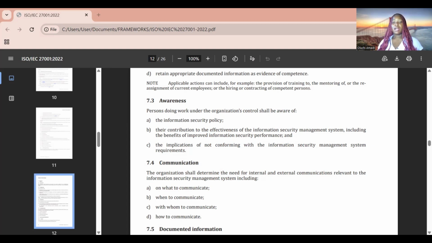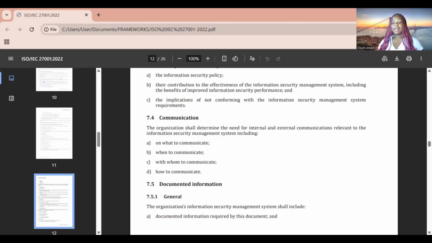Then 7.4 has to do with communication. In this part, you have to identify the processes for internal and external communication, which might be through a Slack channel or through email. So you have to determine what will be communicated, when this communication will be done, with whom it should be communicated, and how the information will be communicated.